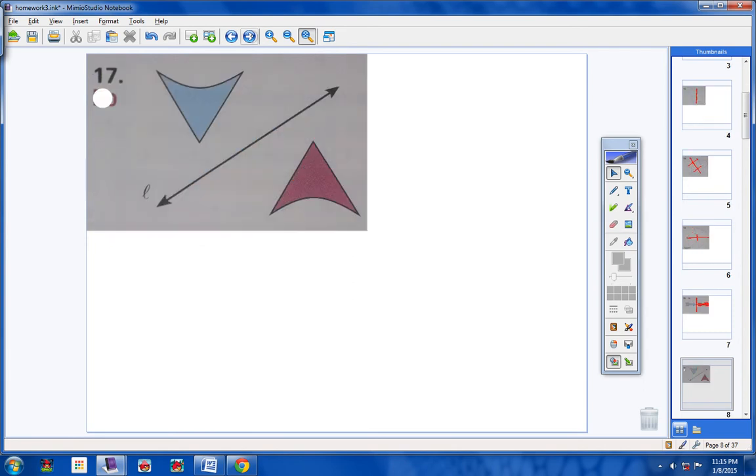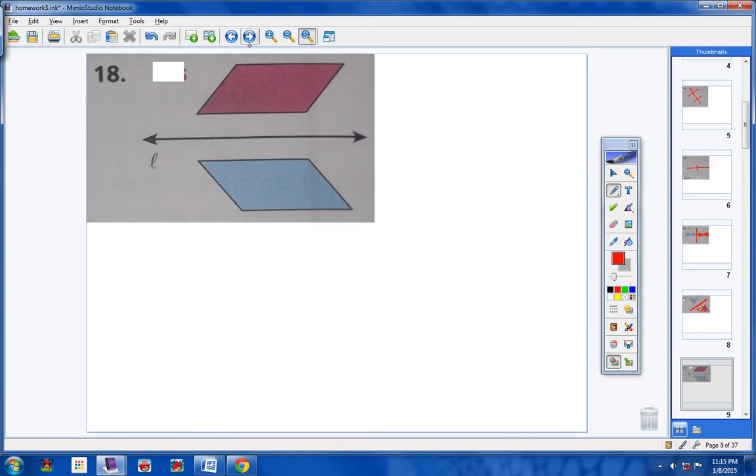Okay, number 17. If you were to fold this sheet of paper right here on this black line, this triangle here would not fall right on top of this triangle here. In fact, it looks like the triangle tip would be right here, and then it would go something like this, and then curve like this, and then go back to that, something like that, okay? So no, it is not a reflection. It is not.